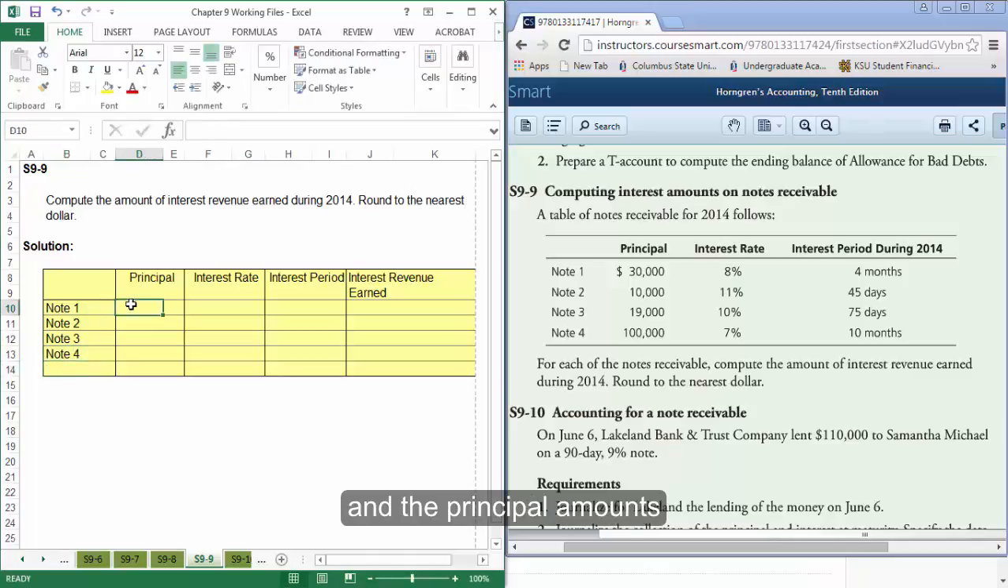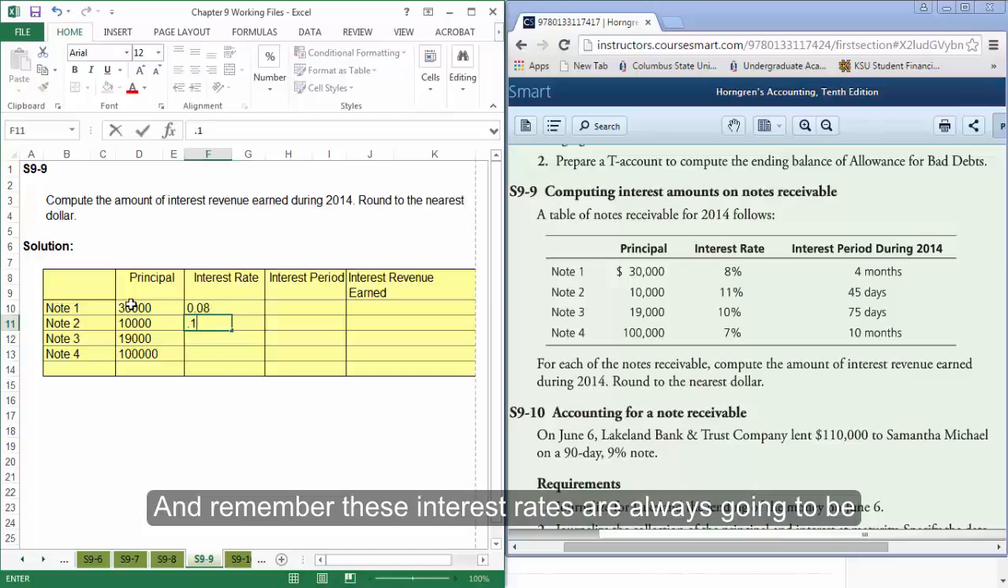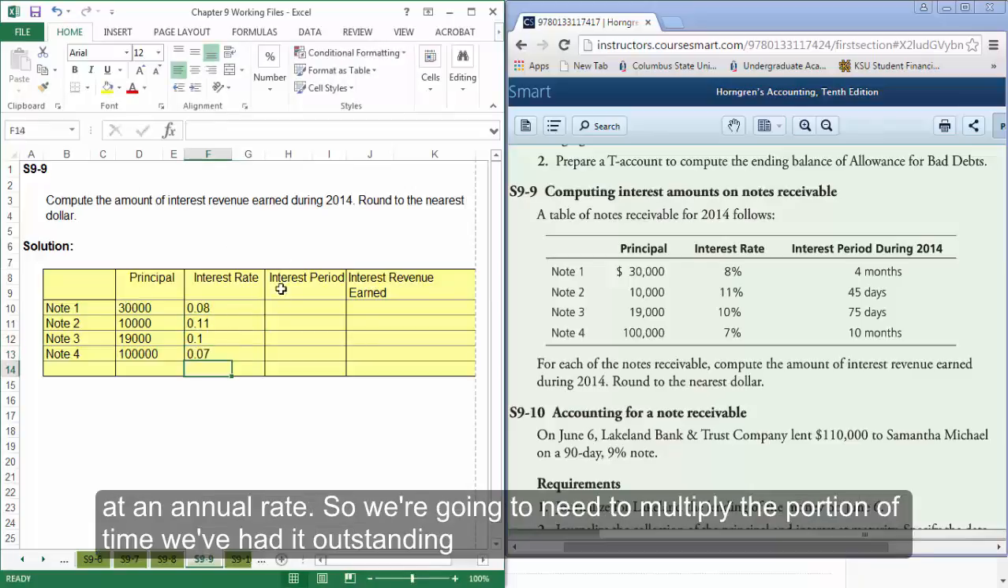And the principal amounts. And what our interest rate is. So 8%. And remember, these interest rates are always going to be at an annual rate. So we're going to need to multiply by the portion of time we've had it outstanding.